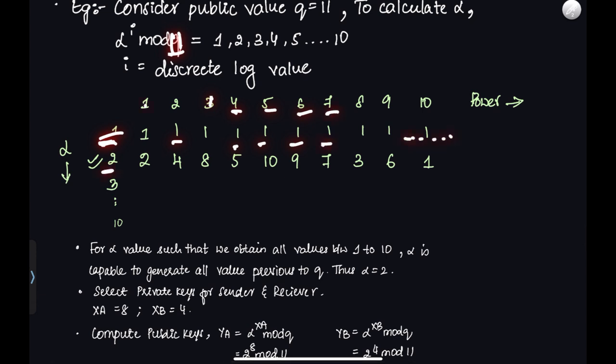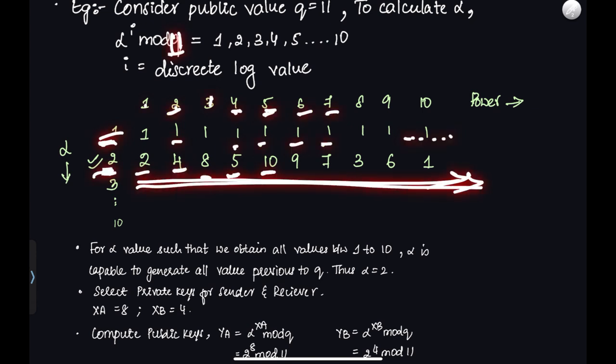Next, 2 power 1 mod 11, I'll get 2. 2 power 2 mod 11, I'll get 4. 2 power 3 mod 11, I'll get 8. 2 power 4 mod 11, I'll get 5. 2 power 5 mod 11, I'll get 10, and so on. I'll get all these values. I have to compute all these values from 1 to 10.